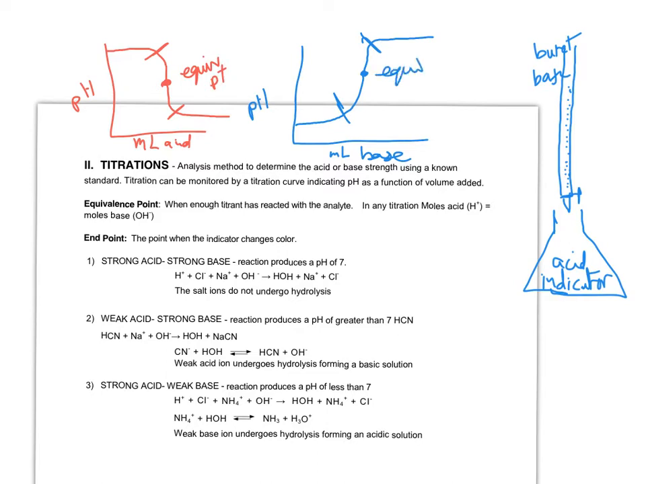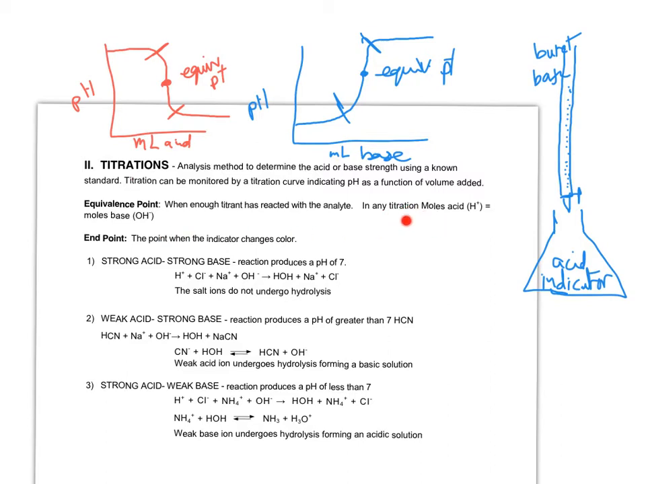The equivalence point is when exactly enough titrant has reacted with the analyte. It's using the stoichiometric ratios. So if they're all 1-to-1 ratio, when 1 mole of the acid has reacted with 1 mole of the base. Or if it's a 2-to-1 ratio, then when 2 moles of the acid has reacted with 1 mole of the base. So when you've reached the correct stoichiometric ratio, so there's no excess reactant, no limiting reactant, they all have reacted exactly completely to use up each other, that is when we say we've reached our equivalence point.